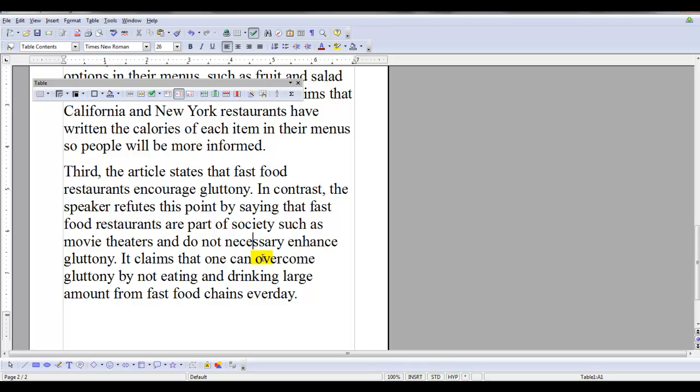Such as movie theaters do not necessarily promote gluttony. It claims that no one can overcome gluttony. No, it claims that one can overcome gluttony by not eating and drinking large amounts. How about fatty foods and sodas, I'd probably say here, from fast food chains. Every day.